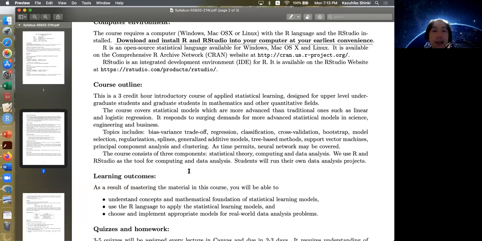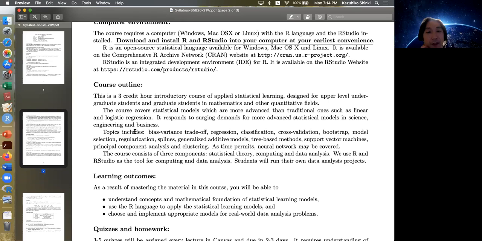And the course outline: this is a 3-credit-hour introductory course on applied statistical learning, designed for upper level undergraduate students and graduate students. The motivation for teaching this course is that these days you need more statistical modeling beyond logistic regression or linear regression. 20 years ago, it was totally fine as long as you could do linear regression and logistic regression. But these days, we need more, even in industry settings.